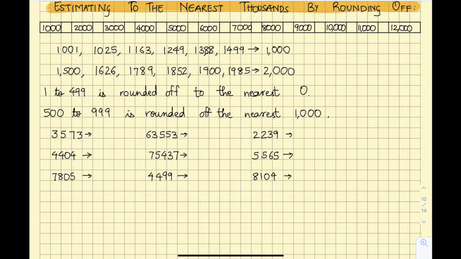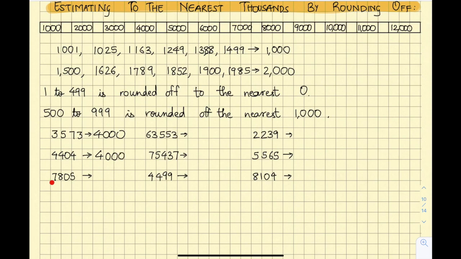So it is rounded off to the nearest 1000, that is 3000. After that we have 4000. So 573 is closer to 4000. So this will be rounded off as 4000. Next example is 4404. Again this 404 is between 1 and 499. So here we take the nearest 0. The nearest thousands is 4000. 5000 is further. So we round it off as 4000.